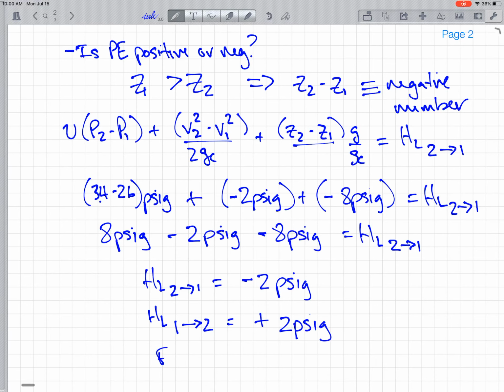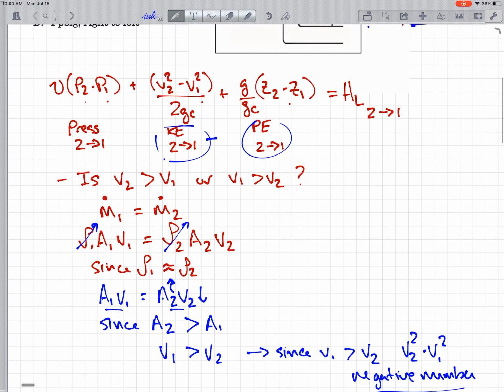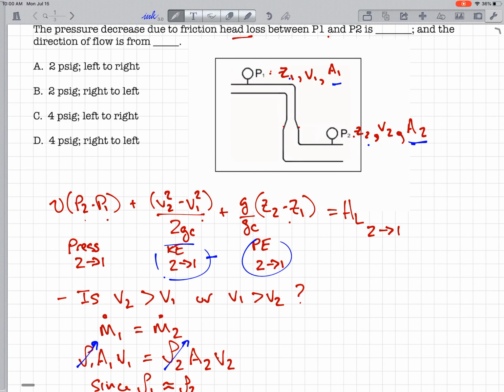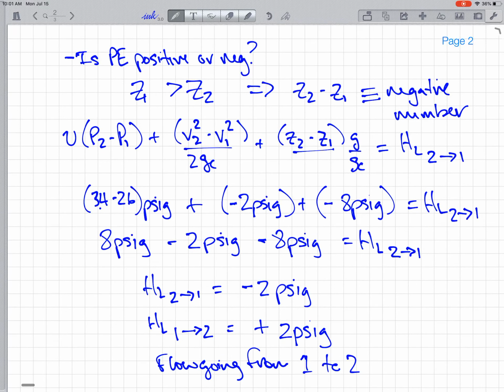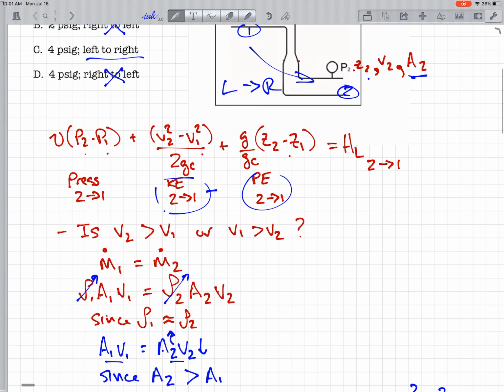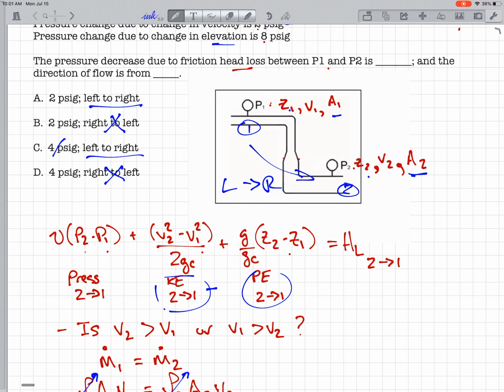So that means flow is going from point 1 to point 2. Flow is going from left to right. It's not right to left. Now the head loss is going to be minus 2 psig or 2 psig, depending on which way flow goes. It's not going to be 4.